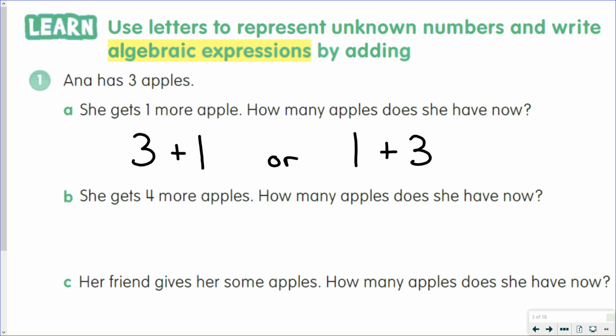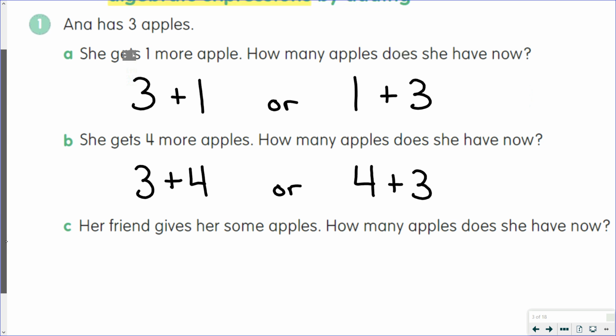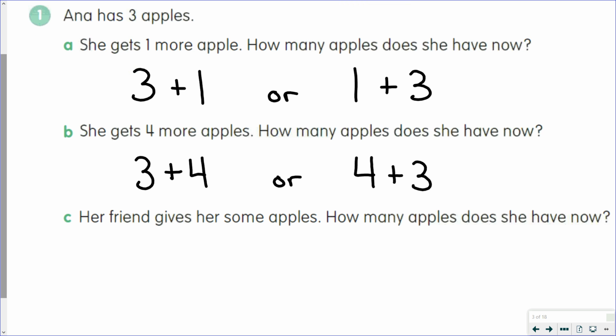Well, if she gets 4 more apples, well, she has 3. And she gets 4 more. We can say 3 plus 4. Or we could say 4 plus 3. Her friend gives her some apples. Well, we don't know how many apples. We don't know how many apples her friend gives her. So we have an unknown, which is where we come up with the variable.